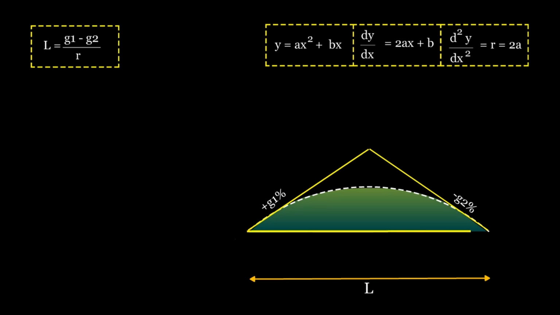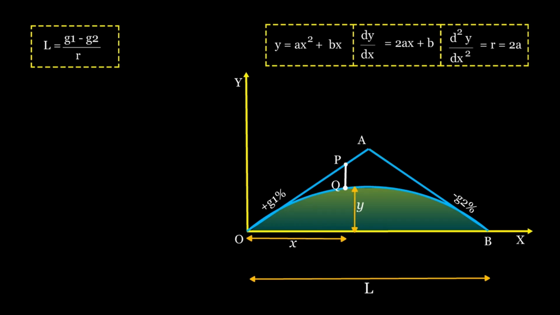Let's define the setup. Consider a coordinate system where O is the beginning of the vertical curve. OA and AB represent tangents, with slopes G1 and G2 respectively. The curve OB follows a parabolic profile. A point Q with the coordinates of x, y lies on the curve, with a vertical line PQR passing through it. PQ equals h and represents the tangent correction, vertical offset. Here, h equals PR minus QR.